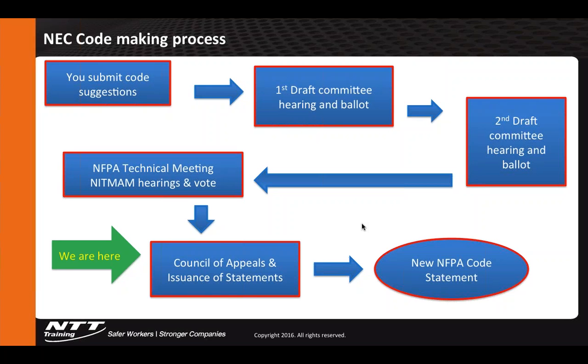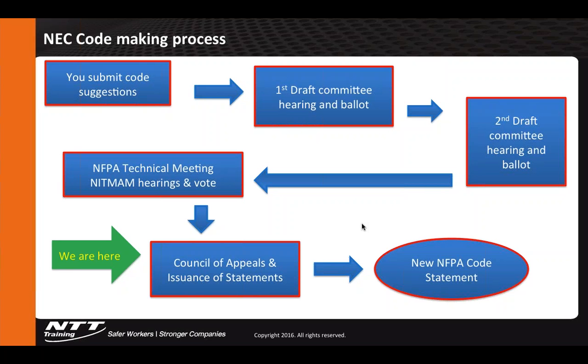Then approximately a year later, there's a second draft committee where in the meantime, all types of information comes in and they do the hearings on it, they ballot. Ultimately, we have our NFPA technical meeting, which Randy and I just got a chance to attend. The main blocks of code are going to come out of the second draft committee meeting. But comments can be submitted in what they call the NITMAM, Notice of Intent to Make a Motion hearings. This is where it can be changed on the floor of the technical meeting. The NFPA members can then vote on it. Where we are right now is it's going to the Council of Appeals.